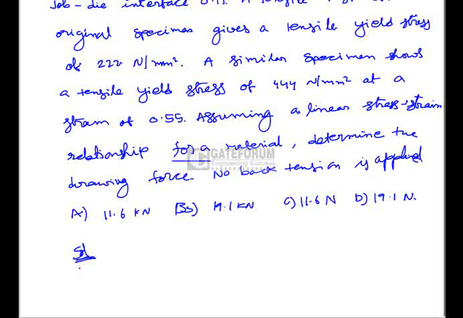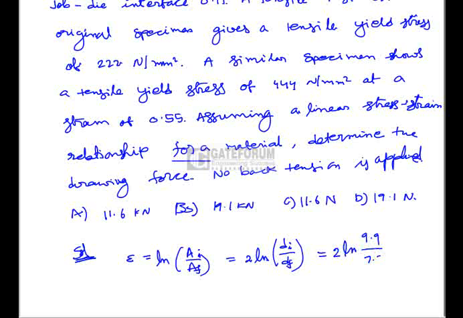Coming to the solution, first we will have to find out the average yield stress of the material, or the yield constant of the material. So here we have two relations. One is the true strain, which is given by ln of Ai by Af, which gives a value of 2 times ln of di by df, where di is the initial diameter of the wire and df is the final diameter of the wire, which is equal to 2 ln of initial diameter 9.9 over final diameter 7.7, which is equal to 0.503.